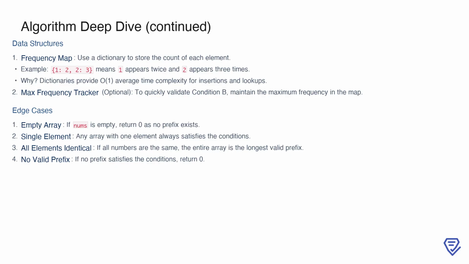Beyond the data structures, we also need to account for edge cases. If the array is empty, there's no valid prefix, so we return 0. For an array with a single element, any prefix is valid, as the conditions are trivially satisfied. Similarly, if all elements in the array are identical, the entire array forms the longest valid prefix. Lastly, we must handle cases where no prefix satisfies the conditions, in which case we also return 0. By considering these structures and edge cases, we ensure our solution is both robust and efficient.